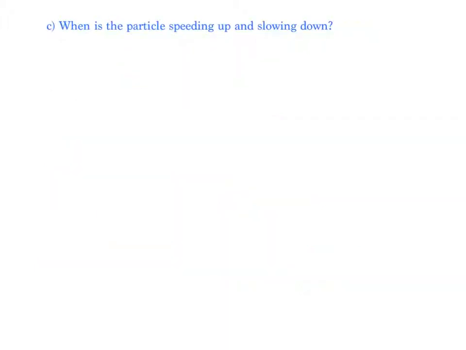Okay, so this is the trickiest part of them all. When is the particle speeding up or slowing down? So remember, we have to compare the sign charts for acceleration and velocity. So we already have the velocity sign chart, but now we need the acceleration. So go ahead and get the acceleration one, stack them on top of each other, and then make your conclusions.